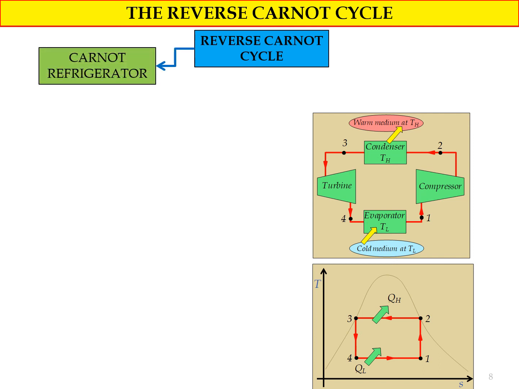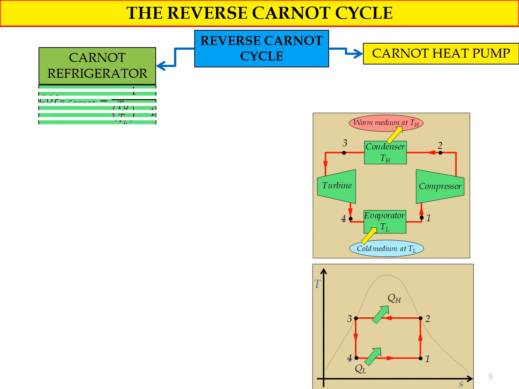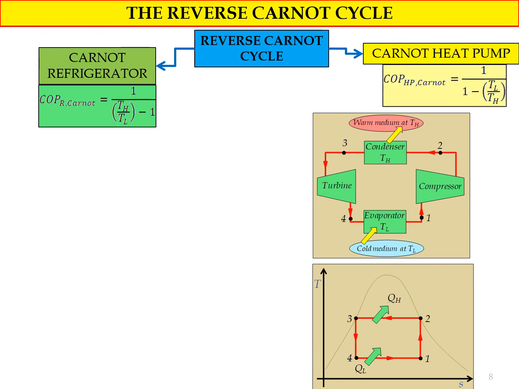In the reverse Carnot cycle, we have a Carnot refrigerator and also a Carnot heat pump. We can calculate the coefficient of performance for the Carnot refrigerator, which is equal to 1 divided by, in the bracket, TH divided by TL minus 1. And for the heat pump, it is equal to 1 divided by 1 minus, in the bracket, TL divided by TH. However, the reverse Carnot cycle is not practical for a refrigeration cycle.